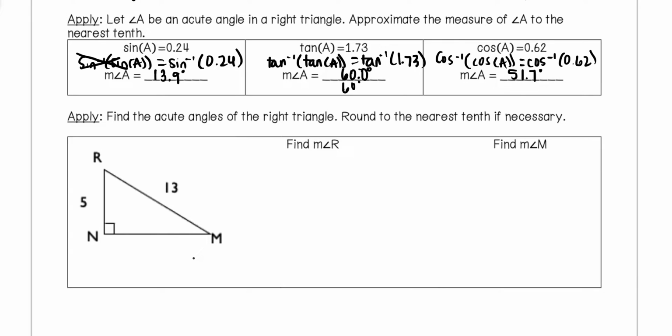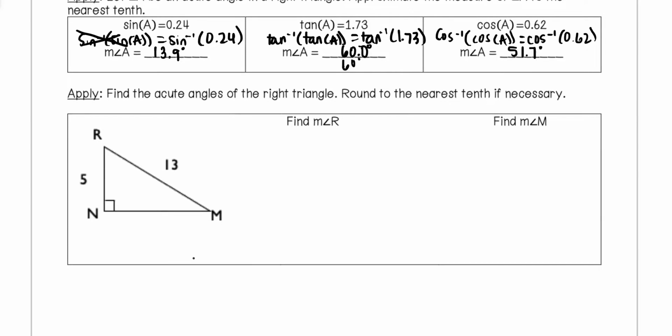So then we have this example that says find the acute angles of the right triangle and round to the nearest tenth if necessary. So I want to first find the measure of angle R. So that means my angle R will be my theta. So the sides that I know that are surrounding theta, well, I've got 13, which is across from the right angle, so that's my hypotenuse. And I have the side that's next to it, so that's the adjacent.